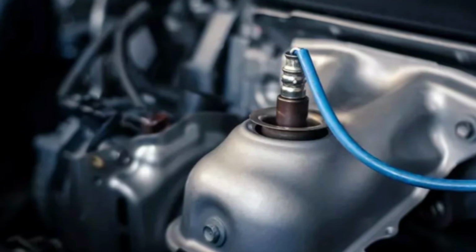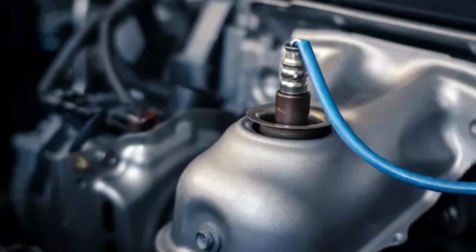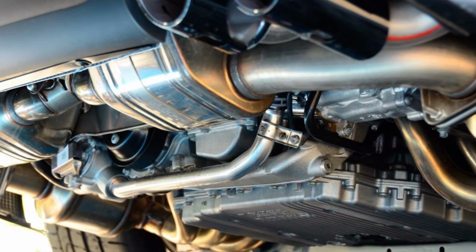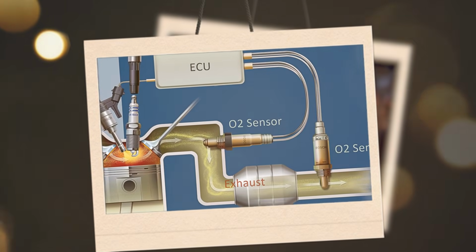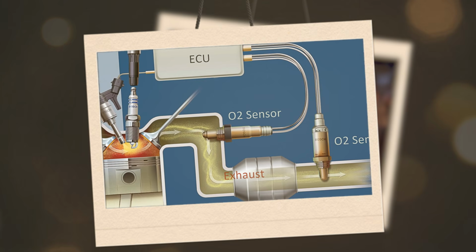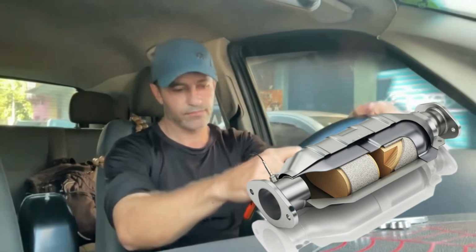The upstream O2 sensor, also called sensor 1, is located before the catalytic converter. This sensor helps control the fuel mixture. The downstream O2 sensor, also called sensor 2, is located after the catalytic converter. This sensor mainly monitors catalytic converter efficiency.